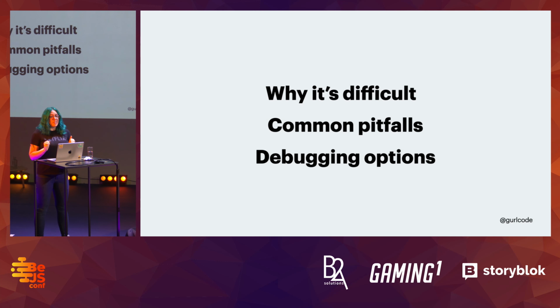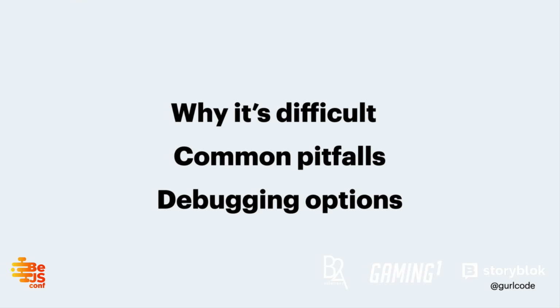OK, so as you know, this talk is focused on debugging async JavaScript. And there are various focus areas of this talk. Much like async JavaScript, we're not really going to be going quite in order, but we are going to be hitting on these topics. So why is debugging asynchronous code difficult? I think it's particularly tricky, and there are some reasons for that. What common pitfalls can we avoid when writing async code? That's going to help us avoid bugs in the first place. And then what are some debugging options when something has gone wrong? How can we figure out what the problem is?